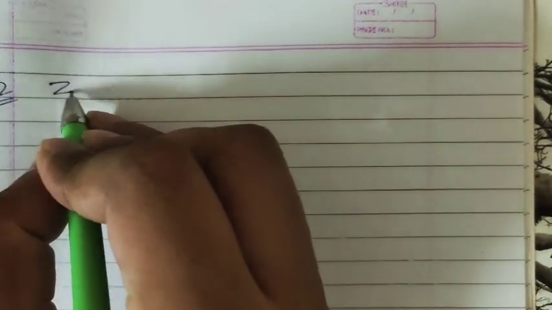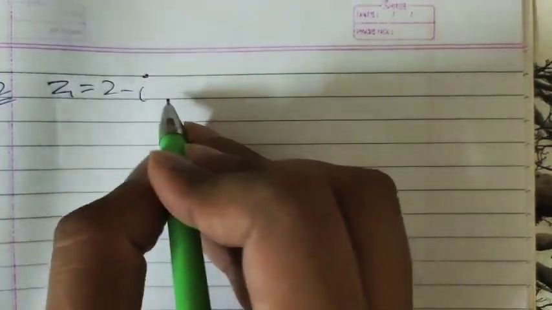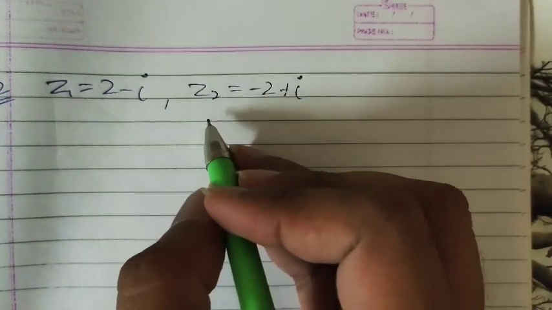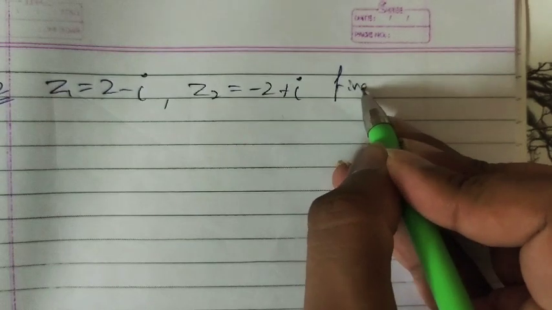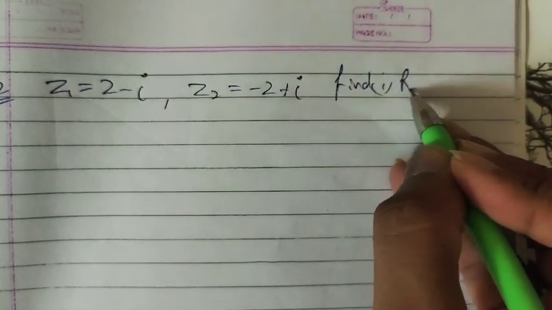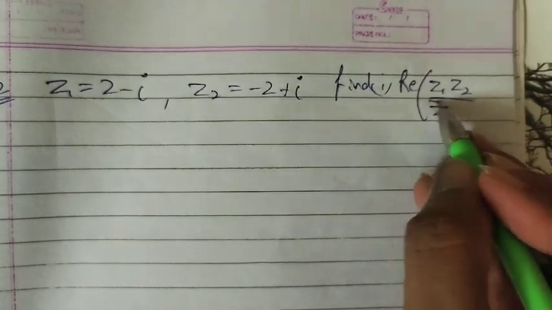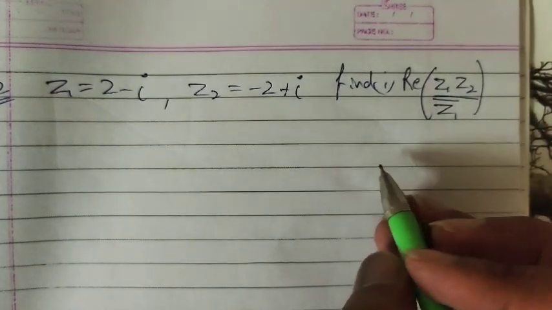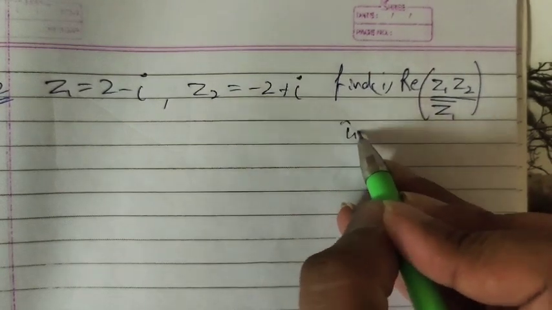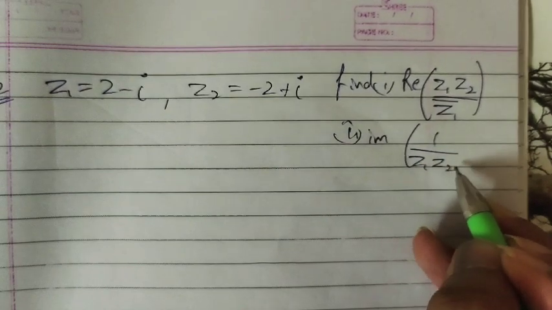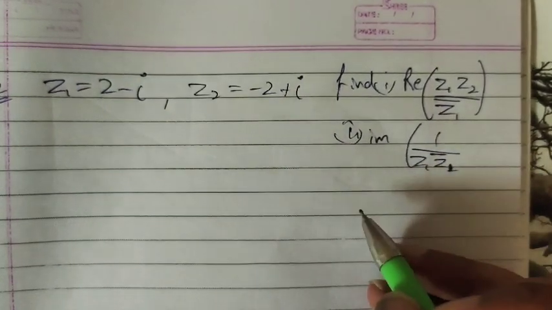Now the next question is question number 12. z1 is equal to 2 minus iota, z2 is equal to minus 2 plus iota. Find, first, the real part of z1 z2 upon z1 bar, or the conjugate of z1, right? And second, the imaginary part of 1 upon z1 z1 conjugate, right?